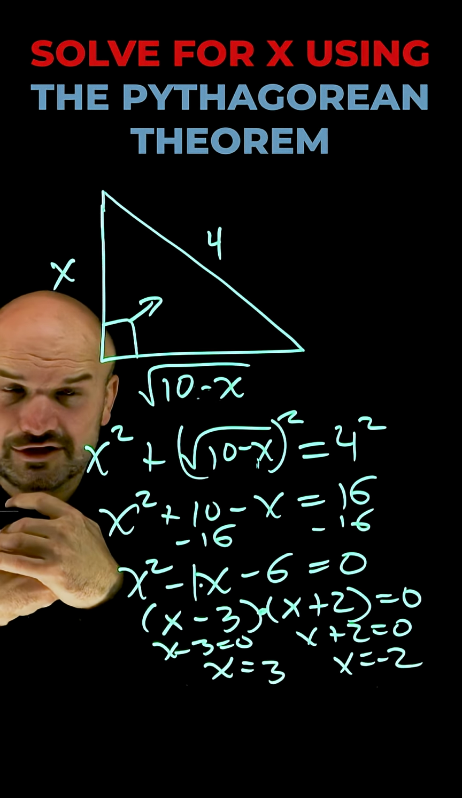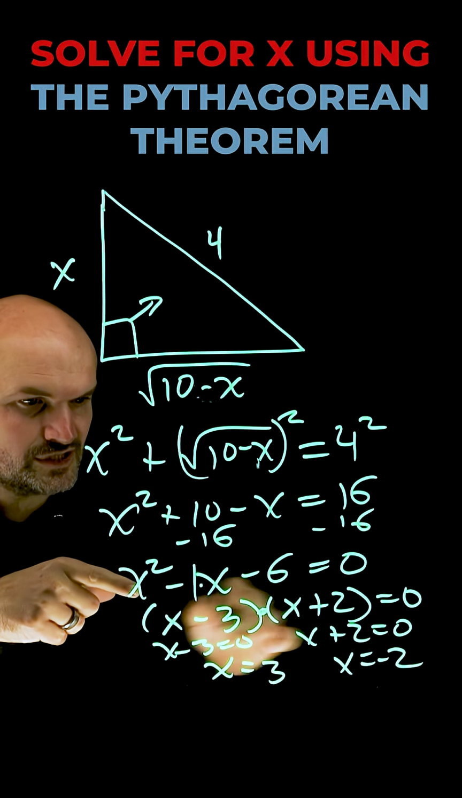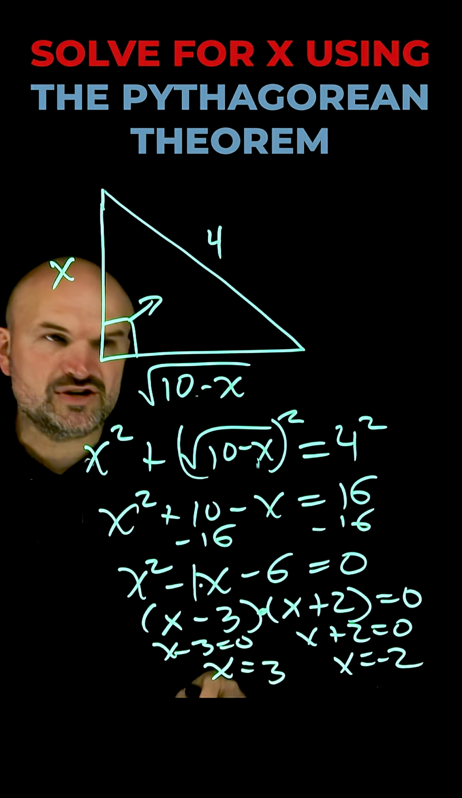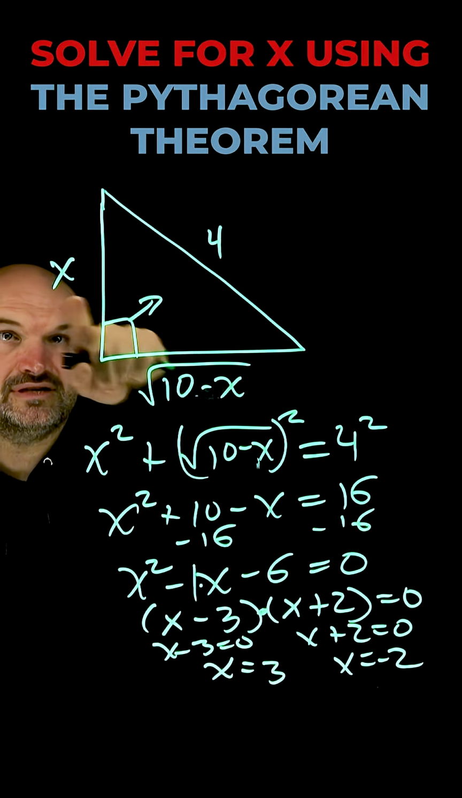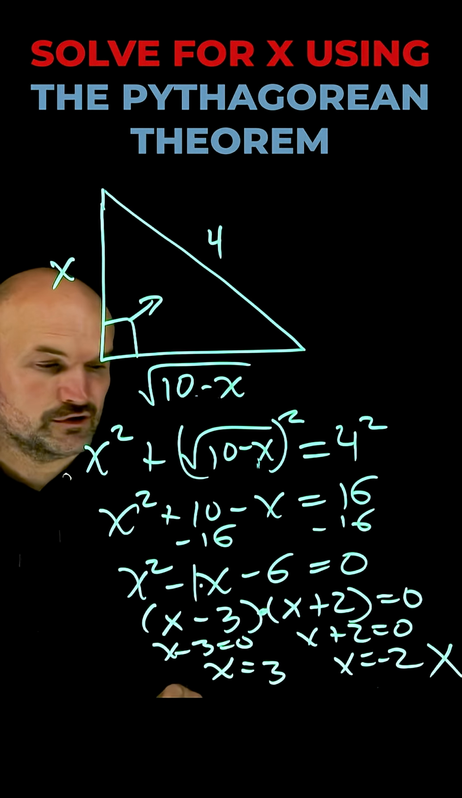So does that mean there's actually two options for this? Well, here is where extraneous solutions come in, because these are the solutions to this quadratic. But now let's go back into our original equation and see which one of these is actually going to make sense. Does it make sense for negative 2 to be the side length of a triangle? No, not really at all, right? So therefore, that is going to be an extraneous solution.